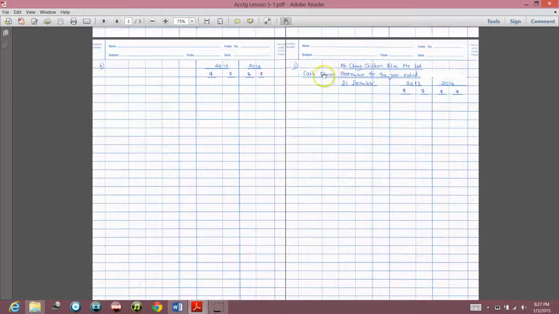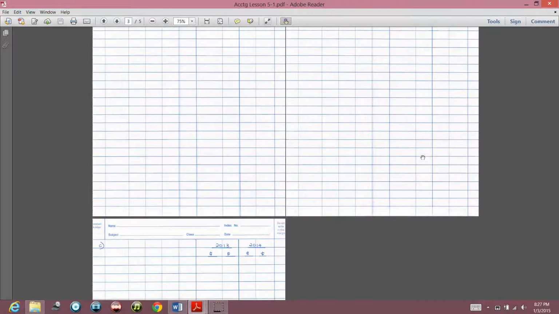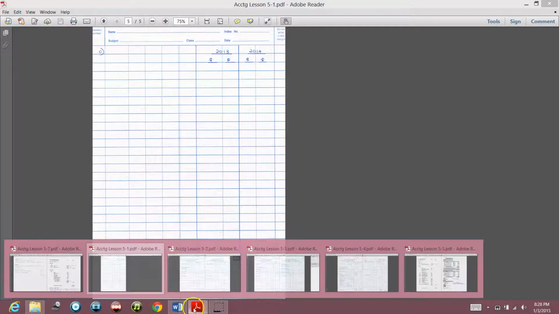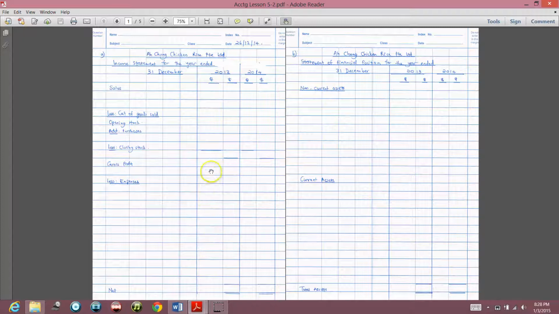And part C, I write the company name, Ah Chong Chicken Rice Private Limited, cash flow statement for the year ended 31st December 2013 and 2014. Two columns like this for cash flow statement, part C. Cash flow statement also, I need two full pieces of paper like this. This part C is the continuation of cash flow statement. I hope you follow me. Please follow me.